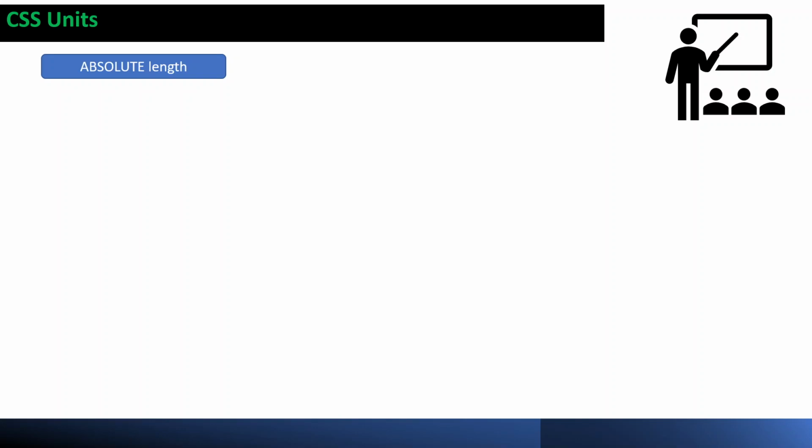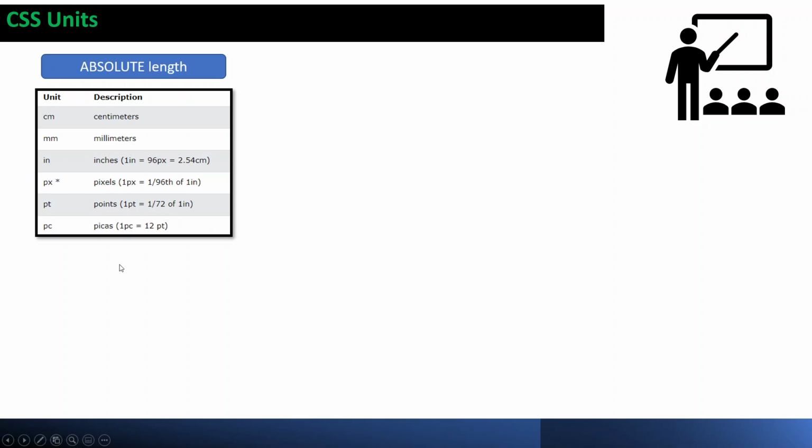Okay, so these are some examples of absolute length. We have cm, centimeters, millimeters, inches, and an inch is simply 96 pixels if you care to know. And then we have the pixel, which is approximately 1 over 96th of an inch, right? And then you have the pt, which is the point, and that is 1 over 72 of an inch. And then you have the pica, which is 12 points. Okay, so that is the absolute length, right? And you would not wanna be using this.